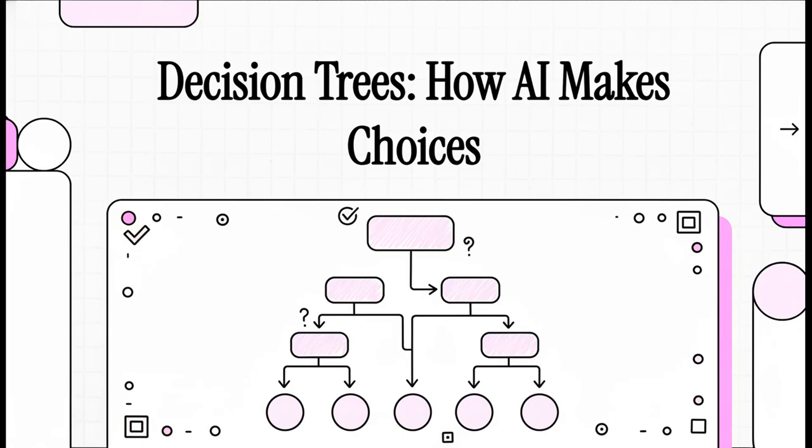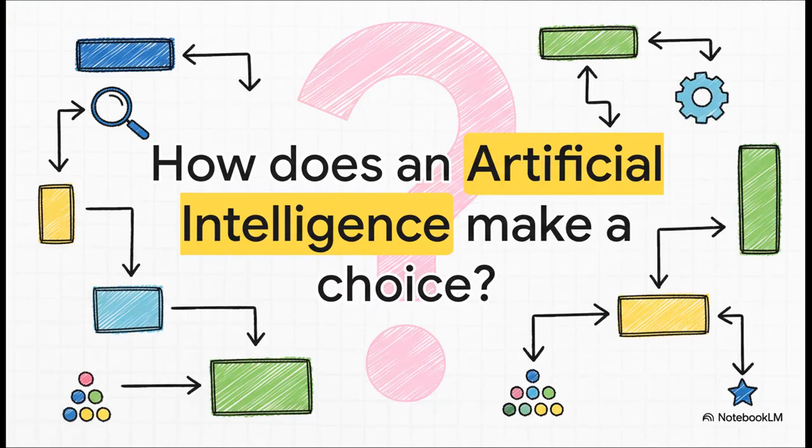All right, let's talk about one of the coolest, most intuitive tools in all of AI, the decision tree. We're going to pull back the curtain and see exactly how an artificial intelligence actually learns to make a choice piece by piece. So let's start with that big fundamental question. When you ask an AI to predict something, how does it actually land on an answer? I promise you, it's not some kind of black magic. It's actually a really structured process that might feel surprisingly familiar.